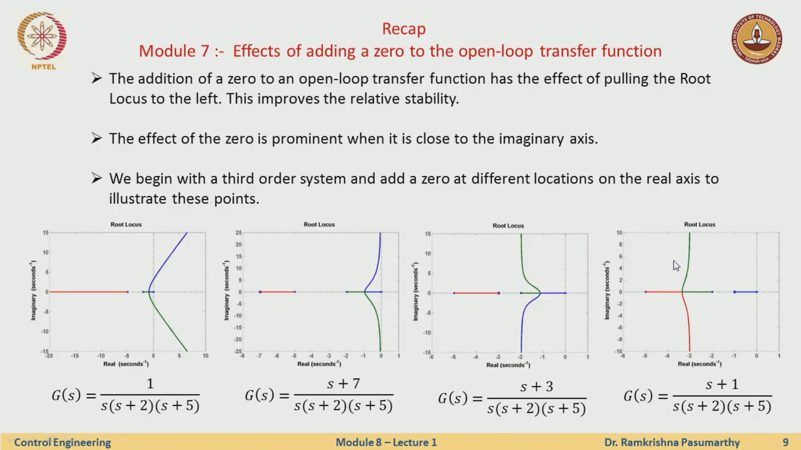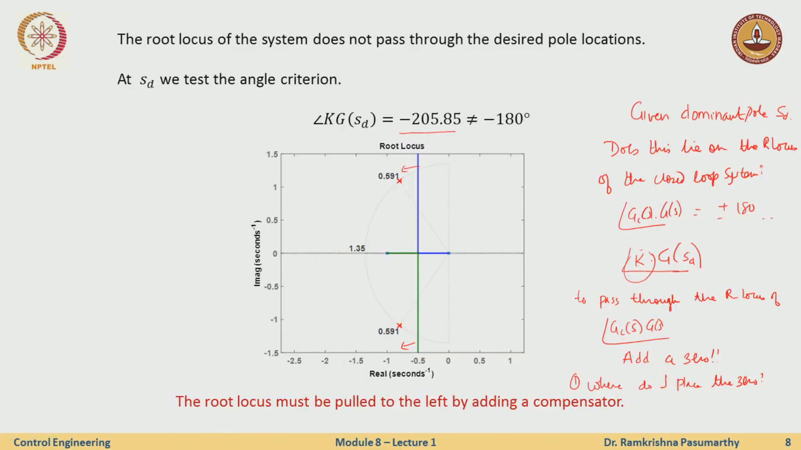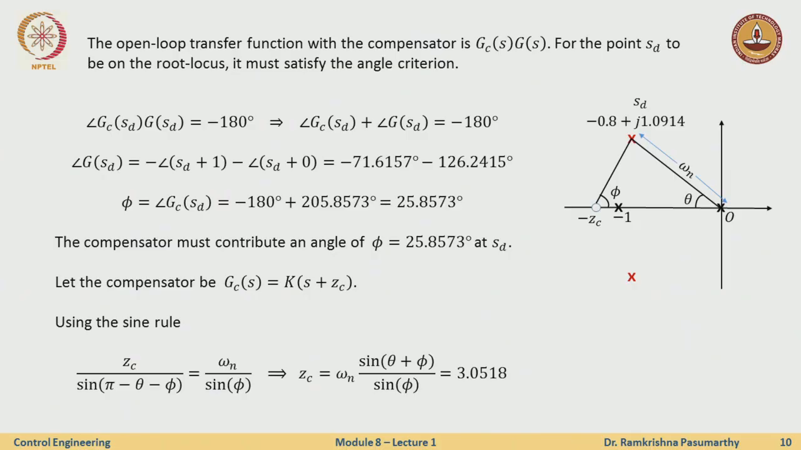Now, the thing is, how much to pull? How much to pull is answered in a way that you pull it just enough so that this s_d, the dominant pole, lies on the root locus of G_c times G(s). So the first thing we would like to see is how much do I pull? Well, you pull just enough such that it meets the angle criterion: the angle of my compensator evaluated at s_d plus the angle of my plant evaluated at s_d should be minus 180.